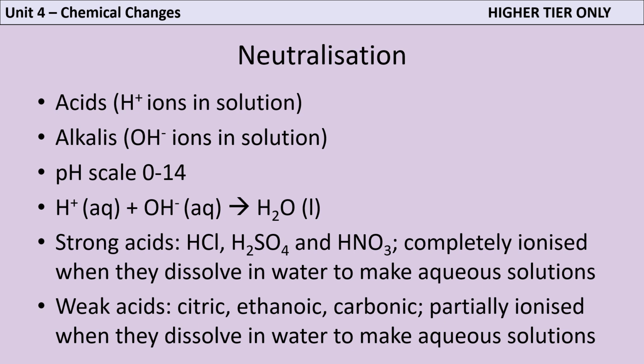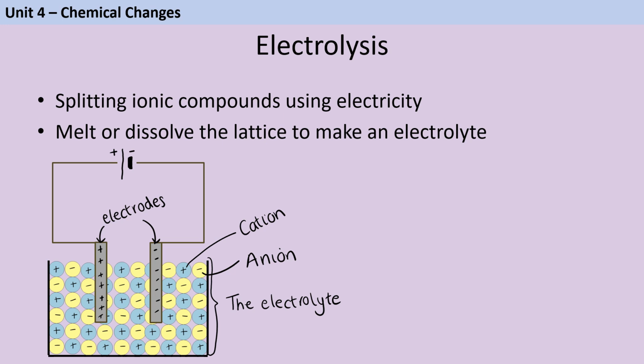This means if we have two solutions of a strong and a weak acid of the same concentration, the weaker acid will have a higher pH, because even though the concentration of the acid is the same, the concentration of the hydrogen ions, which is what controls pH, is much lower.